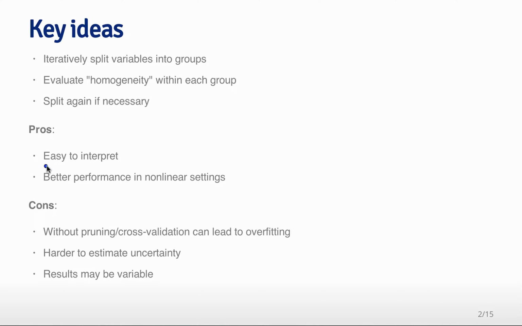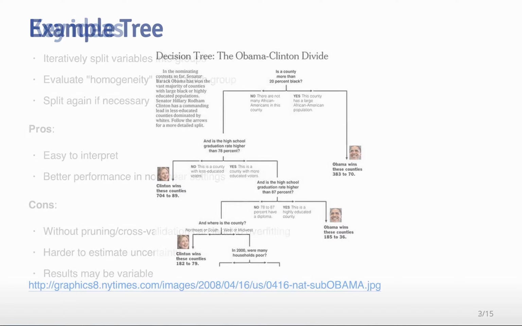The pros of this approach is that it's easy to interpret, and you tend to get better performance in nonlinear settings than you do with the linear regression models we talked about in the previous lectures. The cons are that without pruning or some sort of cross-validation, this can lead to overfitting, and they can be harder to estimate uncertainty than it can be for the linear regression model setting. In general, the results may be variable depending on exact values of the parameters or the variables that you've collected.